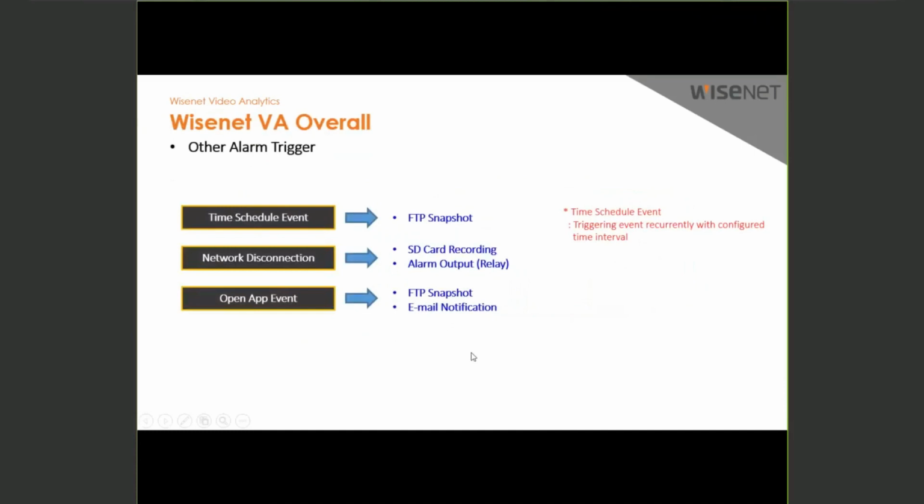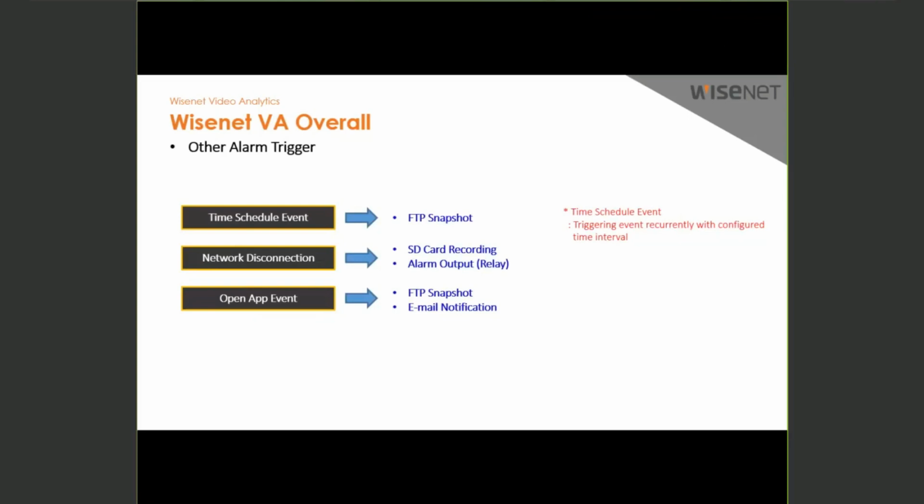And we have some other alarm trigger, which is time schedule event. Time schedule event is triggering event recurrently with a configured time interval, like every 5 seconds, every 10 seconds, every 10 minutes. It can send snapshot to the FTP server. So normally we are using this to make a time-lapse video. So maybe camera will send every 10 minutes one JPG file to the FTP server, and you can use that image file to make time-lapse video.